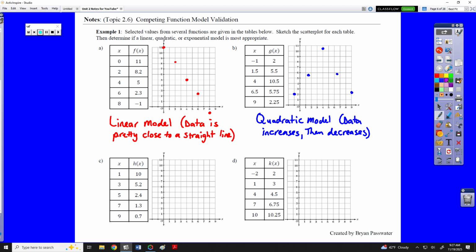On to letter C. Again, we're going to graph these points. So 1, 10, 3, 5.2, 5, 2.4, 7, 1.3, 9, 0.7. Now this data is sort of linear, but you can see that while it is decreasing, it is decreasing at a decreasing rate, which means that we do have a curve to that, which looks like we are looking at an exponential model here.